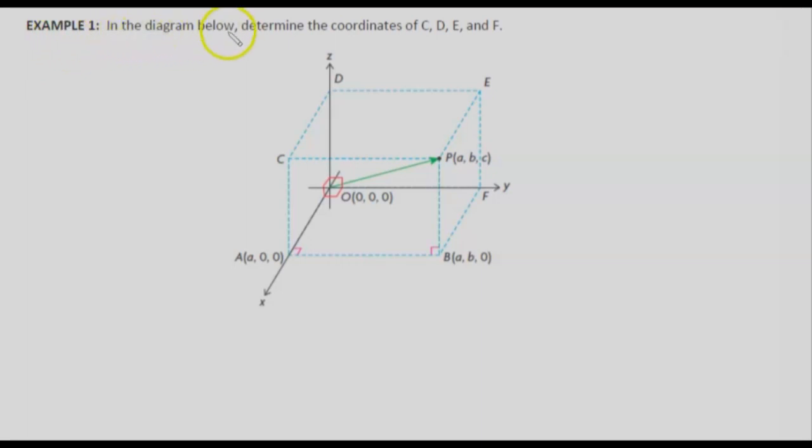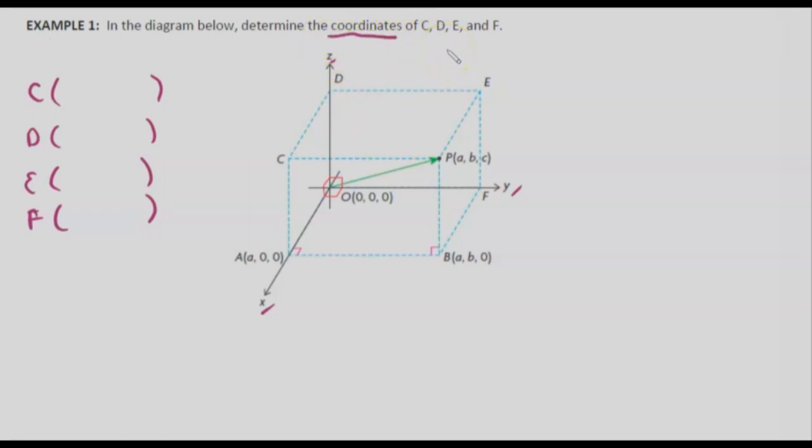Example 1, in the diagram below, determine the coordinates of C, D, E, and F. Okay, so this is clearly 3D. We have an X, a Y, and Z. So I'm going to just set this up as C, D, E, and F, okay, with open brackets. Okay, we know that each of these is going to have 3 coordinates, and then we're going to close the bracket. Okay, and note that I did not put the vector notation over C, D, E, and F because this is just calling these coordinates.